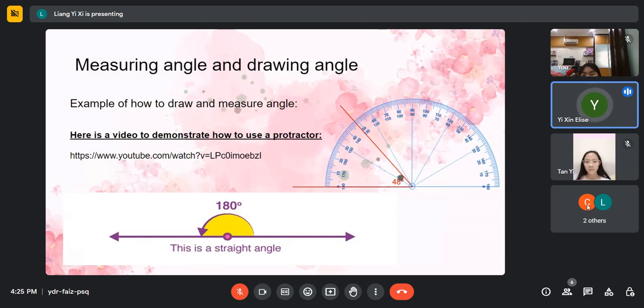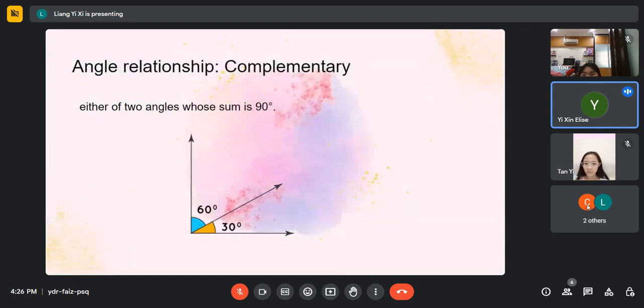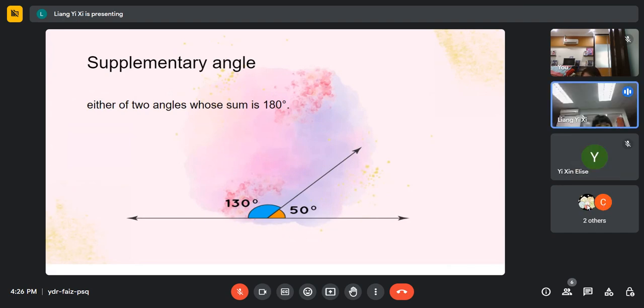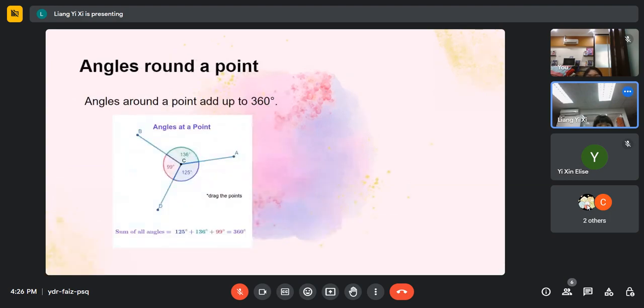This is a straight angle, 180 degrees. Angle relationships: complementary angles are either of two angles whose sum is 90 degrees. Supplementary angles are either of two angles whose sum is 180 degrees. Angles around a point add up to 360 degrees.